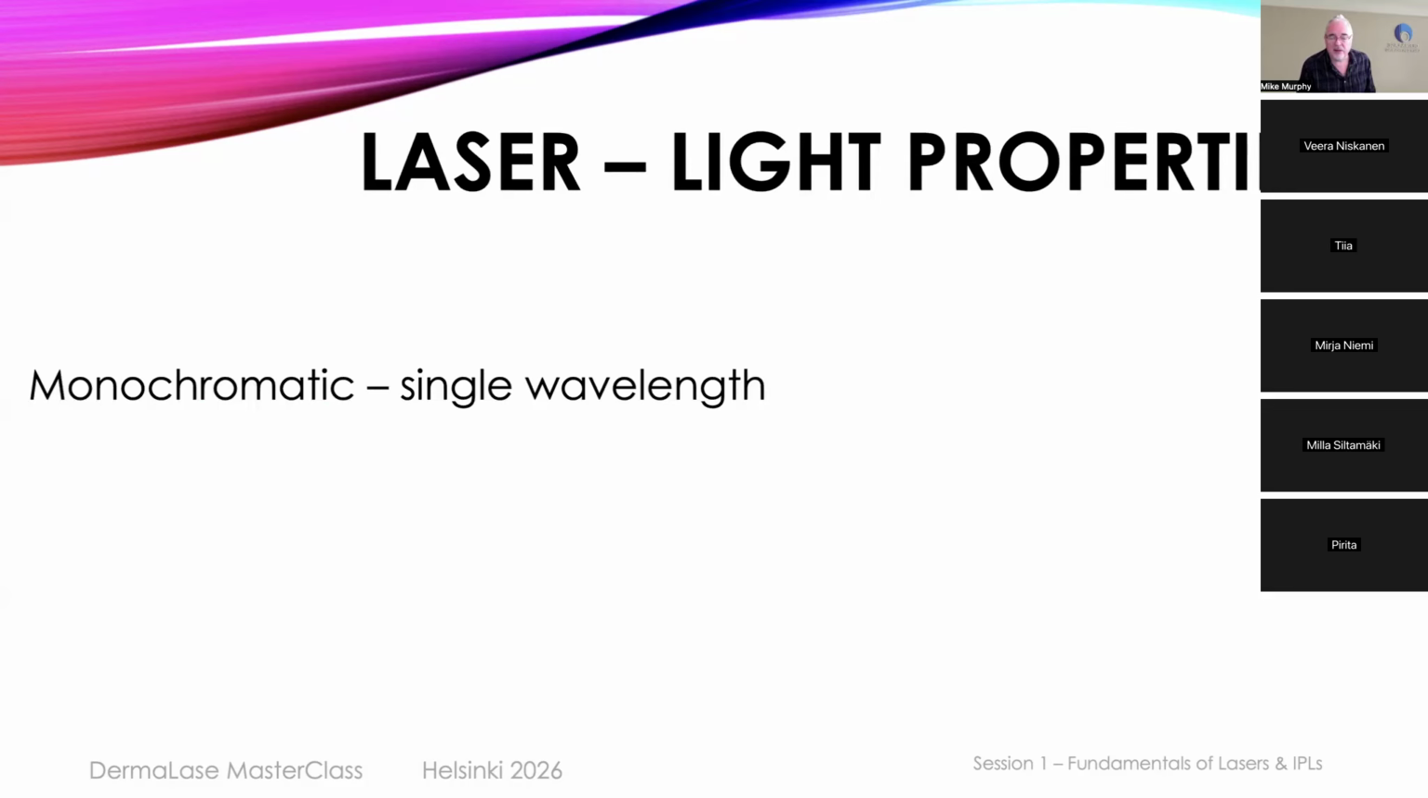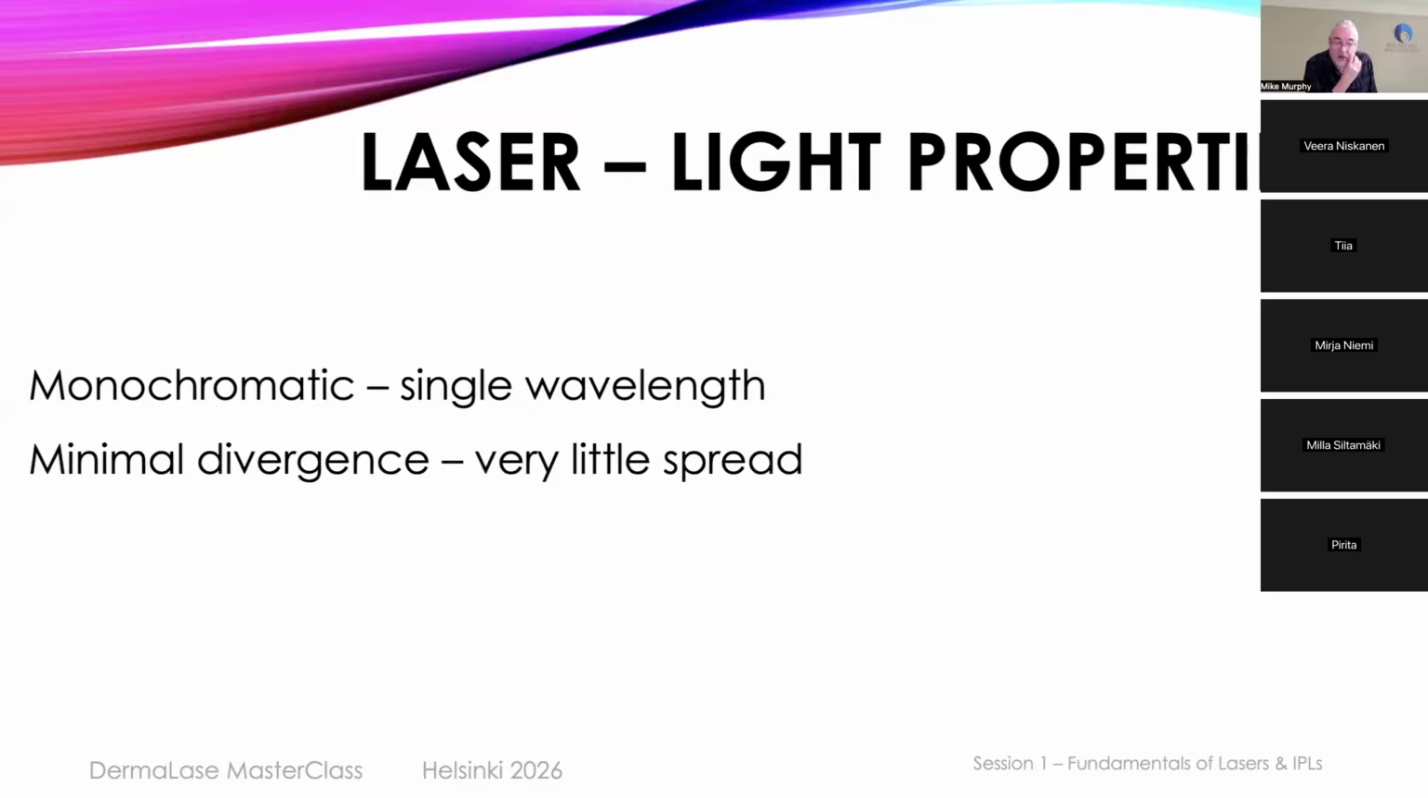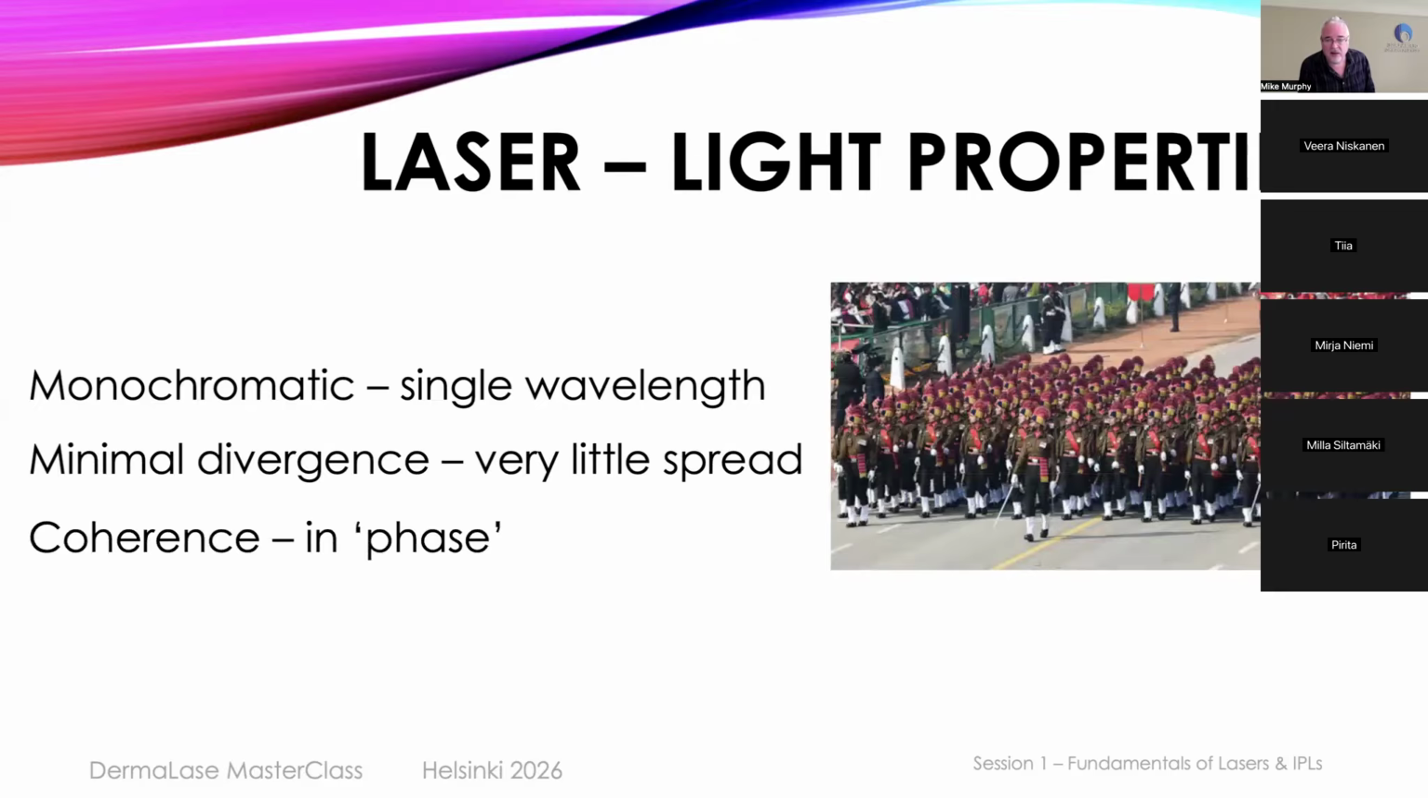So there are three things that make laser light special. One is that it's monochromatic. In other words, it has a single wavelength, a single color. The other one is it's got minimal divergence, which means the beam doesn't spread out like ordinary light does. It's very kind of focused or collimated, we call it.